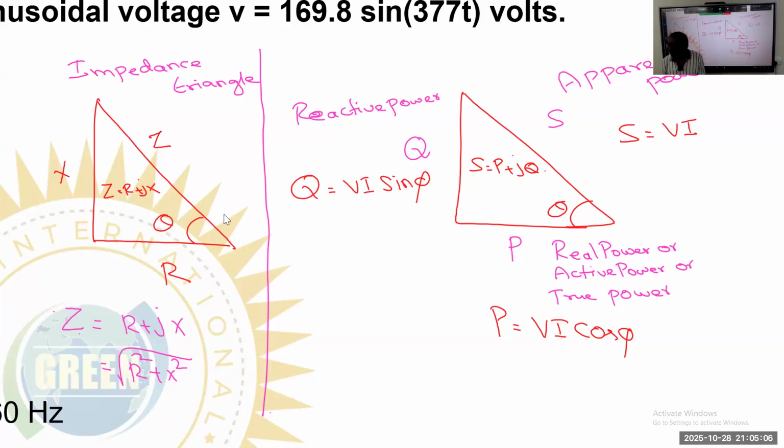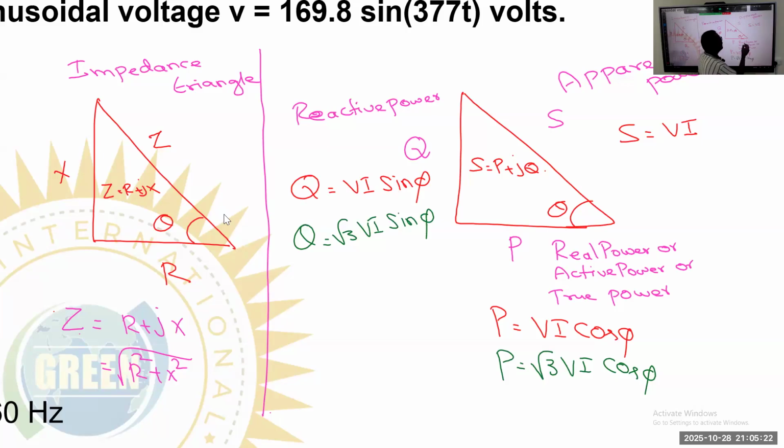Okay, this is the formula for a single phase system. For a three phase system, P is equal to root 3 VI cos phi. Q is equal to root 3 VI sin phi. S is equal to root 3 V into I. That's all.